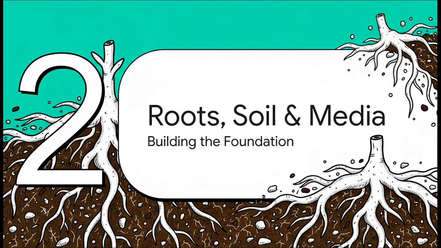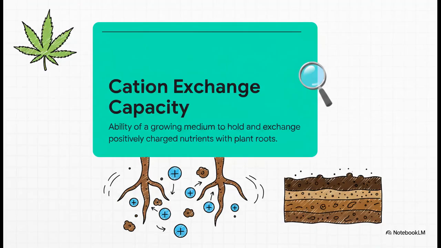Moving right along to our second section, roots, soil, and media. You know, before we can shape that gorgeous canopy above, we've got to build a rock-solid foundational environment down below. And to truly understand soil science, we need to talk about cation exchange capacity, or CEC. Let's strip away the scientific jargon for a second. CEC is basically a measurement of your dirt's magnetic storage power. It's the ability of your growing medium, like your soil or cocoa, to hold on to positively charged nutrient ions, think calcium and magnesium, and actually exchange them with the plant's roots. The chemical makeup of your dirt heavily dictates this capacity, which basically decides how efficiently your plant can feed.